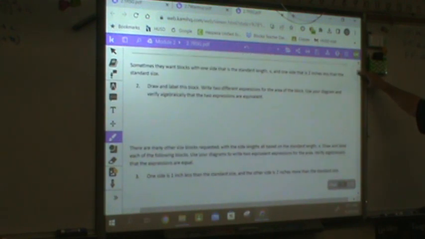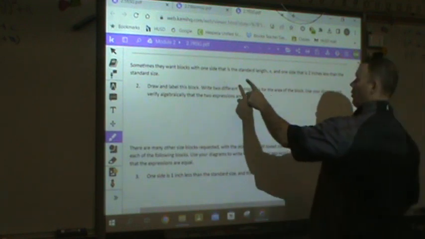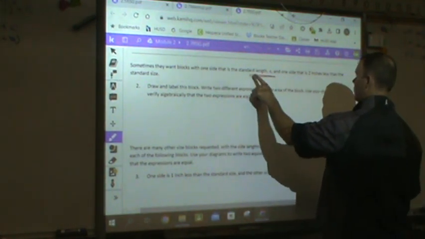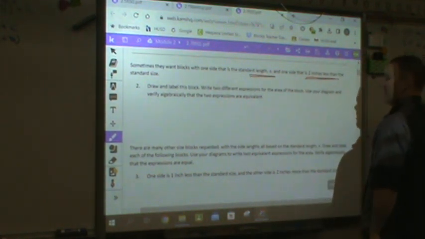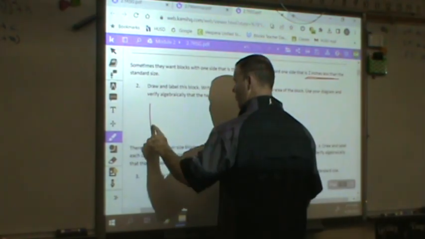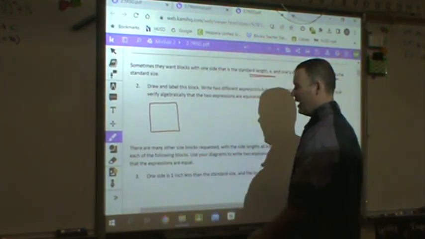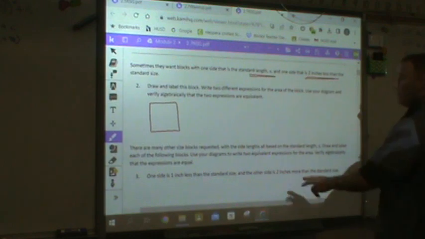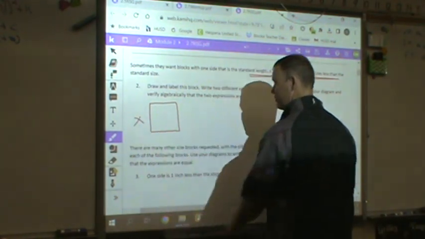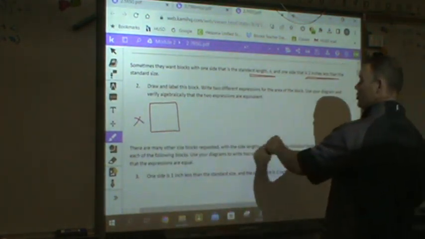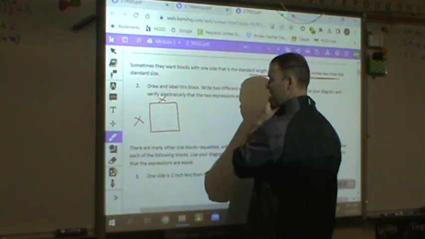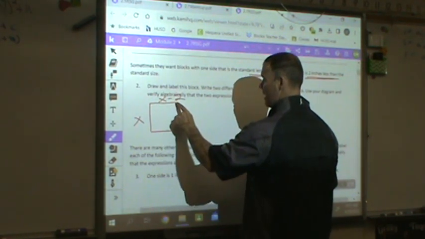All right, so now we get into question number 2. What if they want a block with a standard length on one side, but 2 inches less on the other? Well, we start off with my standard block, x by x, but now they want one side the standard length, so I'll make that. They want the other side 2 inches less than.